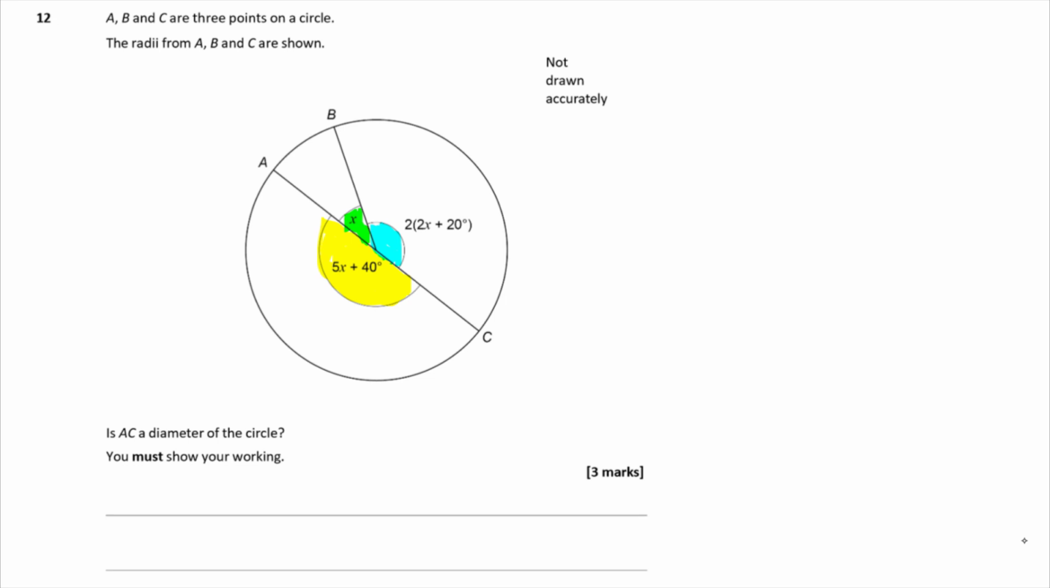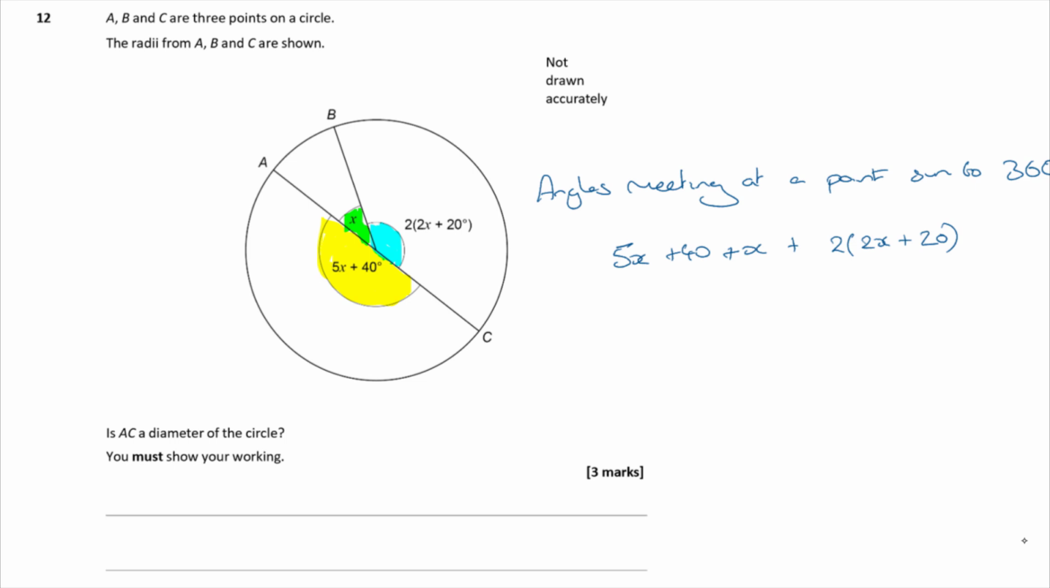And we know that angles meeting at a point sum to 360, okay? So that means those 3 angles added together should be 360 degrees. So the 5x plus 40 plus the x plus the 2 lots of 2x plus 20. So the yellow one, the green one, and the blue one added together should be 360. Okay? So let's try and collect everything together.